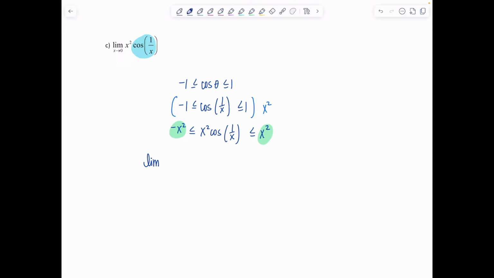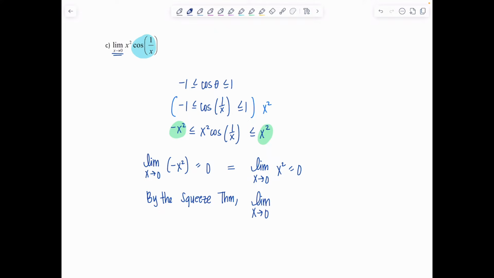So in this case, we're looking at the limit as x approaches 0 of negative x squared. Well, that one's easy, just direct substitution, it's 0. And then similarly, do the limit of the upper bound function. Limit as x approaches 0 of positive x squared, that's also 0. So since these are equal, by the squeeze theorem, what does that tell us? That forces our function to have the same limit. So the limit as x approaches 0 of x squared cosine 1 over x equals 0 also.